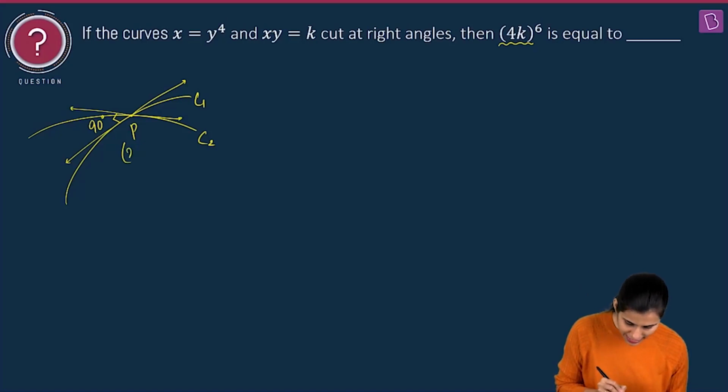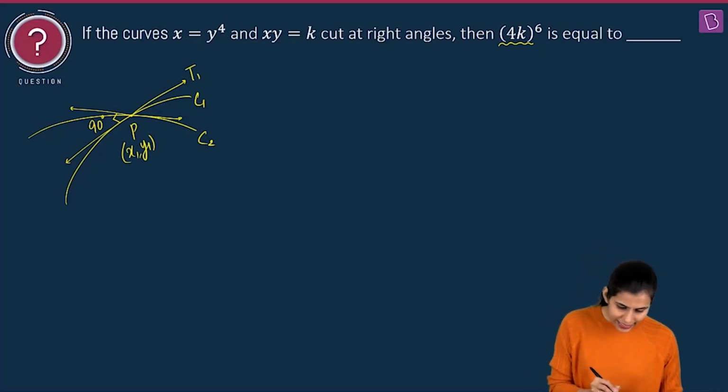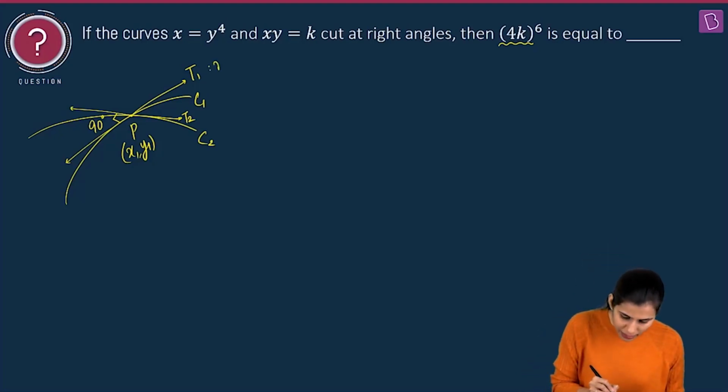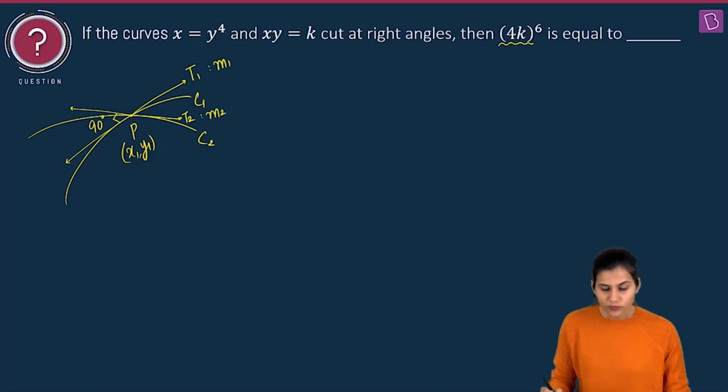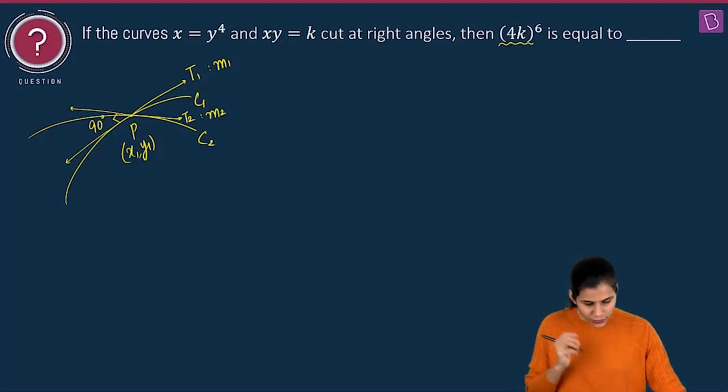Let's say P is having coordinates x1, y1. T1 is the tangent to the first curve at point P and T2 is the tangent to the second curve at point P, such that they both are perpendicular to each other. That means if I compute M1, which is the slope of the first tangent, and compute M2, which is the slope of the second tangent, then the product of M1 and M2 will be -1. Yes, so let's get started.